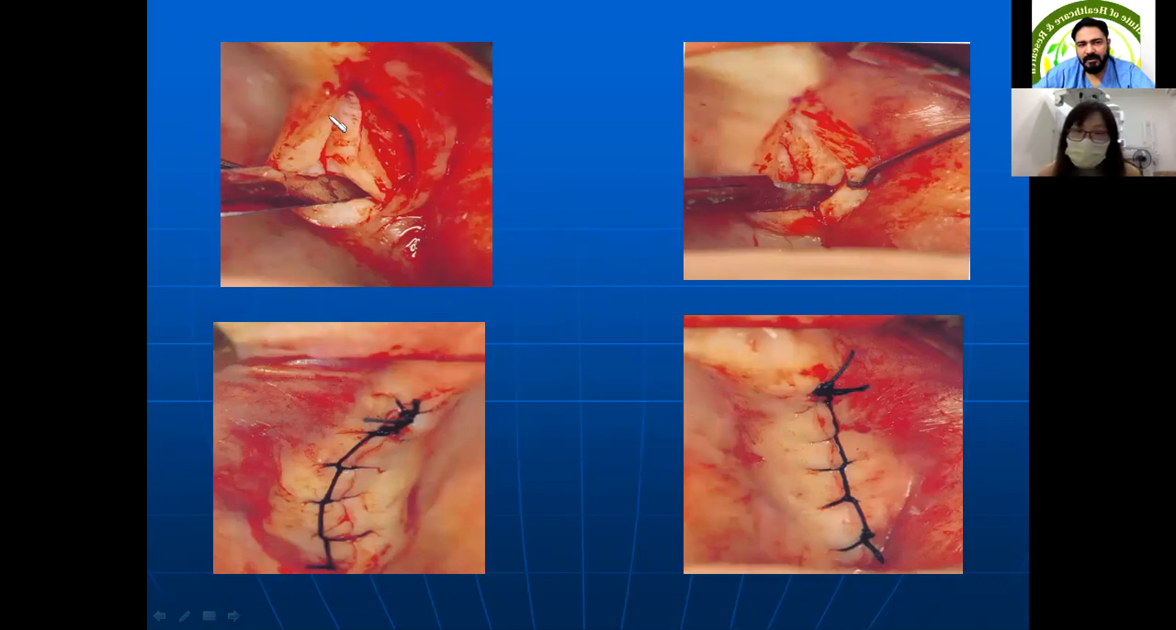In this, the excessive tissue is removed, and when we are closing the proximity of the suture, we are just releasing it from the bone. Don't go too deep into the palate because it may injure the tributary of the greater palatine vessel. Okay, so on the palatal side, don't go too deep.